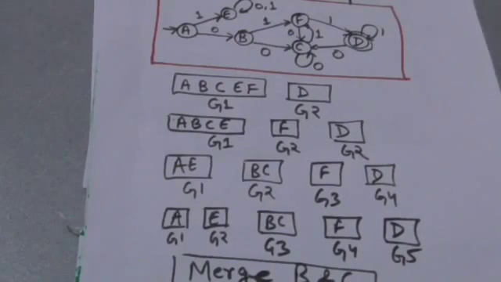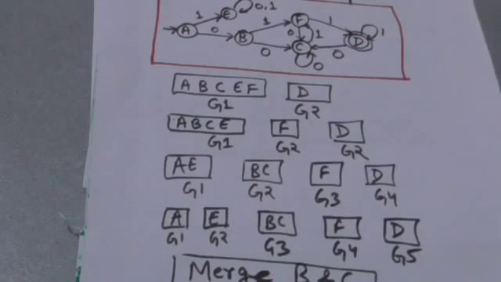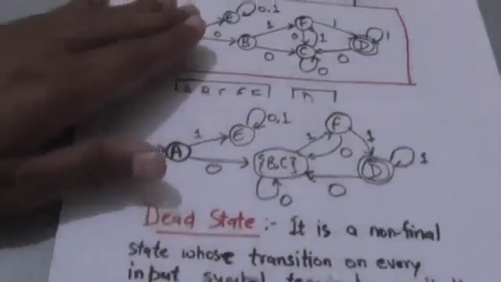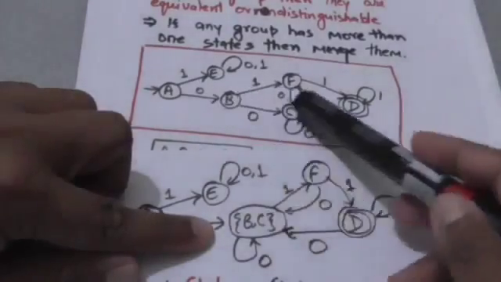So what does it mean? B and C are equivalent or non-distinguishable states, so we have to merge them, right? So after merging the states B and C, we will get this DFA, right? Here we have merged the states B and C.